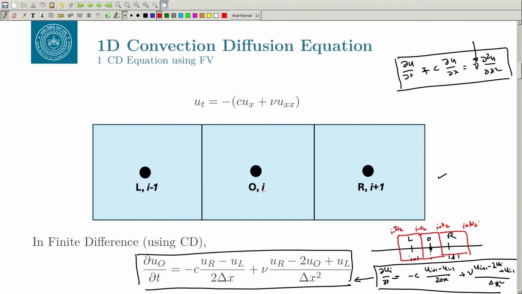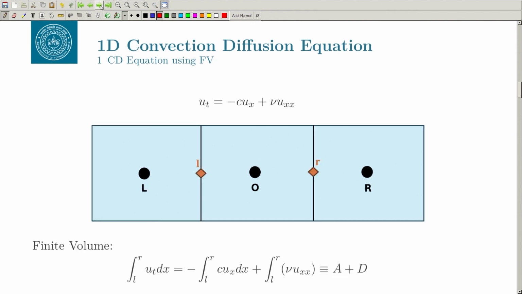Because we are using finite volume, for the general convention we will call this small r and call this small l on the left. You can see it here. The left cell center is denoted as capital L, then capital O and capital R, and between the center cell O and the left cell L we have a face, which we denote as small l. Similarly, between O and R we have a face. These two are faces for cell O.